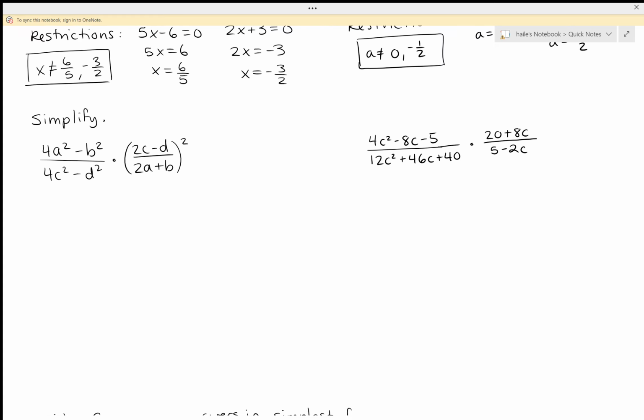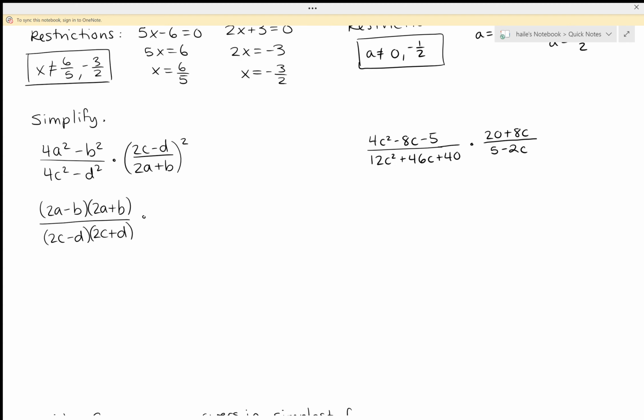Multiplication examples, the first thing we still want to do is factor completely. So I'm going to look at the top of the first fraction, and I notice that that's a difference of squares, so I can factor that as 2a minus b times 2a plus b. And same on the bottom, I can get 2c minus d times 2c plus d.